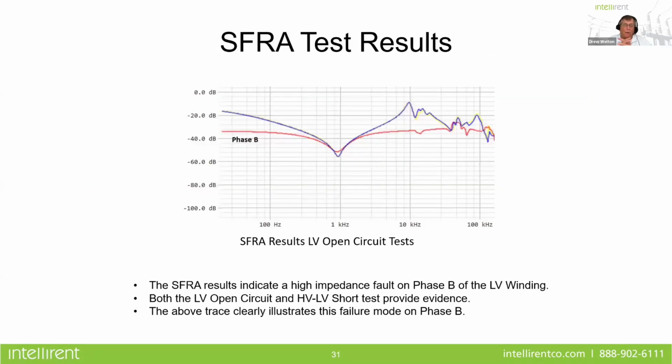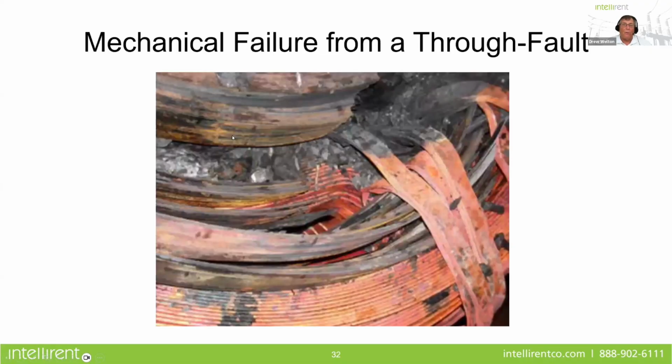Now, if we look at the SFRA results, that indicates a high impedance fault on phase B of the low voltage winding, clearly. So both low voltage open circuit and high voltage to low voltage short circuit tests clearly provide this evidence, and the above trace clearly illustrates that we've got a problem on phase B. And you can see the delta between the others. So when we broke the transformer down, this is what we found. It's certainly not pretty. And this was, again, attributed to a very significant through fault on the transformer itself.